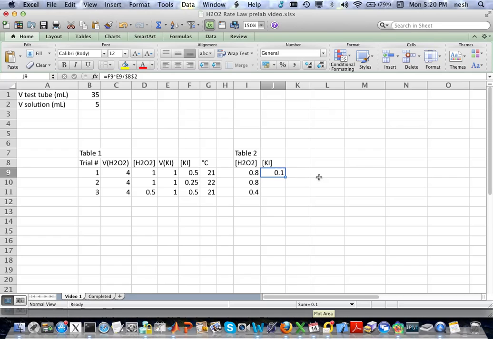There's one other type of fill down that I'm going to show you. You go to the lower right after you've highlighted the box, and instead of dragging, you just left double click, and there we have our 3 concentrations.